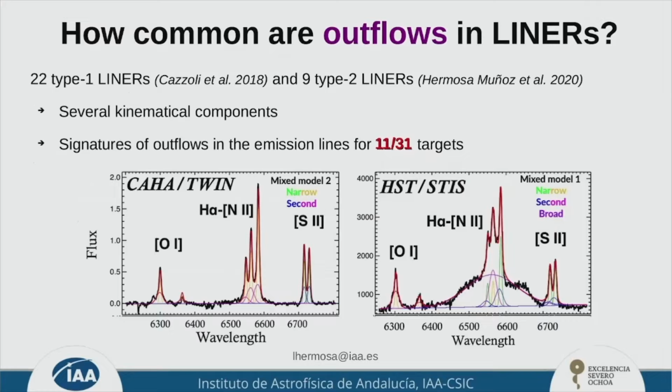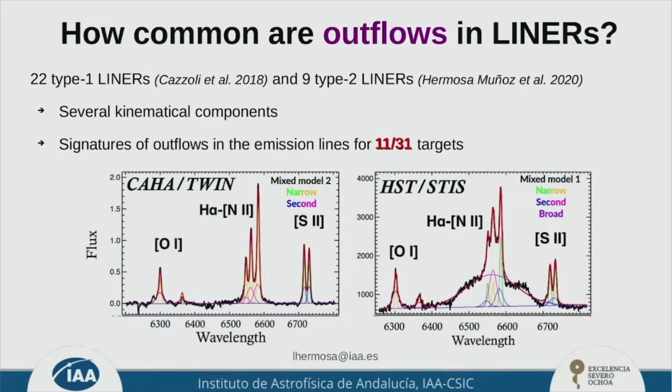So we started this work by selecting two relatively small samples, of a total of 31 targets, in which we obtained optical spectra, long slit spectra, using both ground-based facilities and also HST data. So here you see what a typical spectrum of these objects is like. And what we basically wanted to do was to fit the emission lines and try to see which kinematic components could better describe the emission lines that we are looking at.